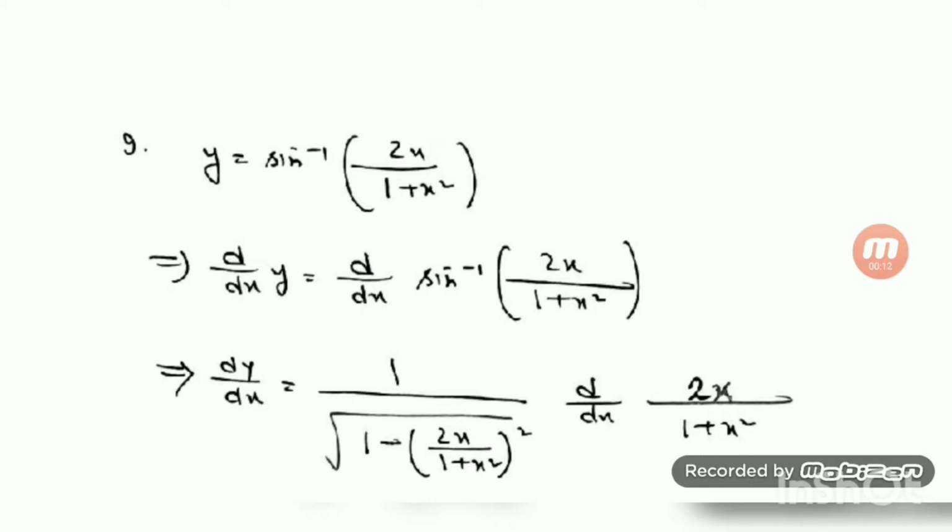Your question is, you have to find out the differentiation with respect to x, or the derivative. Find the derivative of the function with respect to x. Your question is number 9. Question number 9 from exercise 5.3 is y equal to sine inverse of (twice x divided by 1 plus x square), and this is inside the bracket.